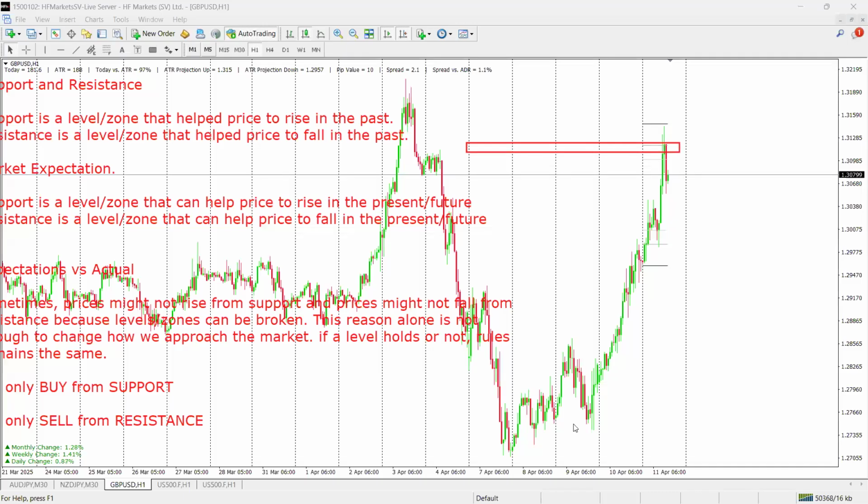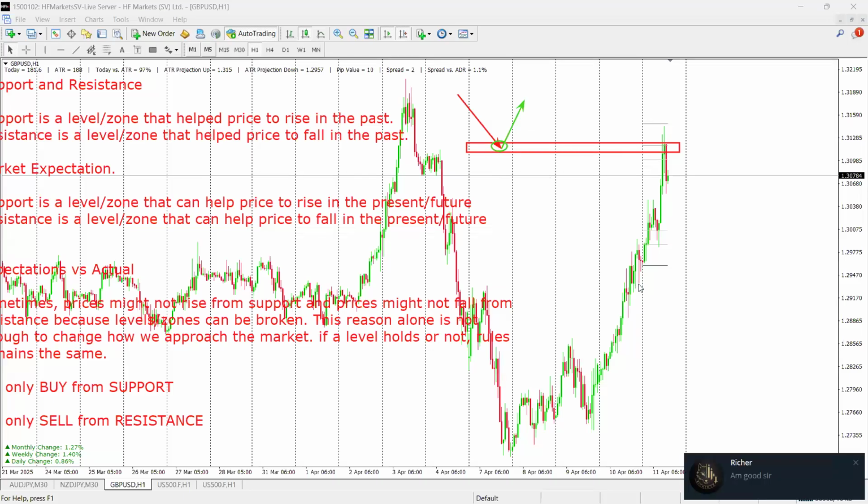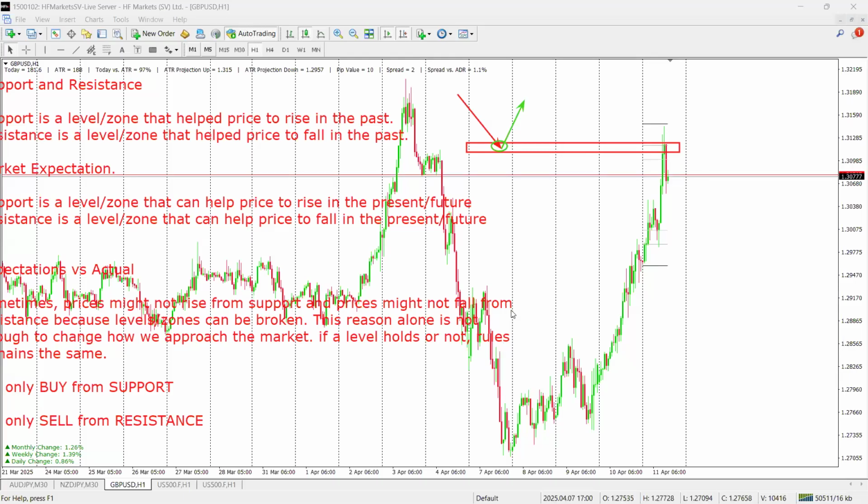If price has bounced up from a point before, and this happens, this reason alone means if this happened before in the past, this level already has history of helping prices to move up, to rise up. This is what makes a level of support. It says any level that has helped prices to rise in the past.